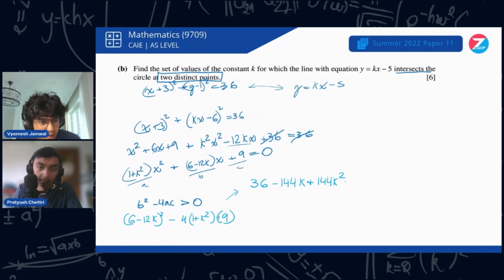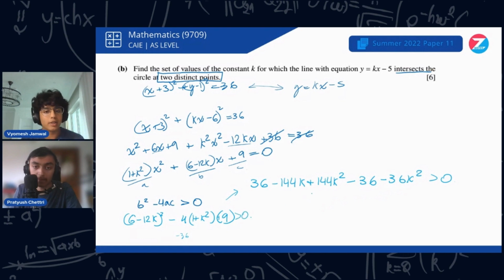Wait, let me just check. Yeah, I think that's correct. 6 times 12, 72, it's good. And then it'll be minus 4 times 9, which is 36. So it's going to be minus 36 minus 36k squared, and that should be more than 0. So now we've gotten a quadratic inequality that we can solve.